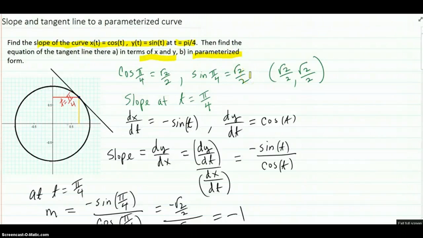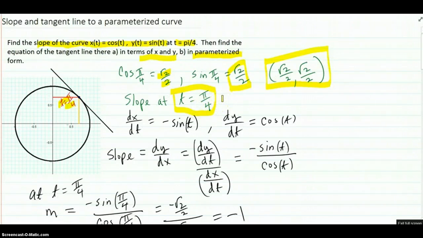So first, for the tangent line and slope in the form of x and y, we realize that t is what we want, pi over 4. So the xy coordinates there are square root of 2 over 2 and square root of 2 over 2. So this is our point. So we want the slope at that point, or the same thing, at t equals pi over 4.